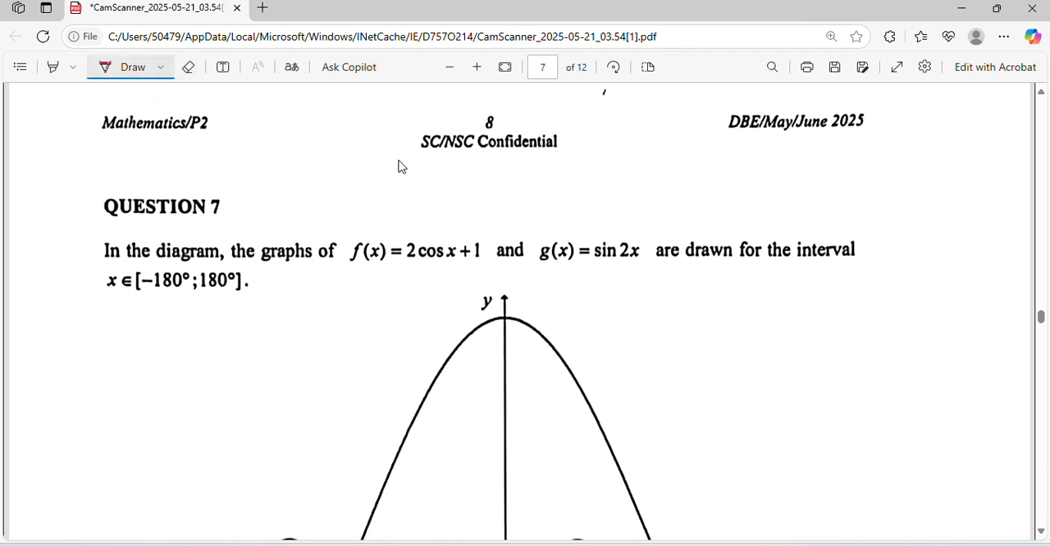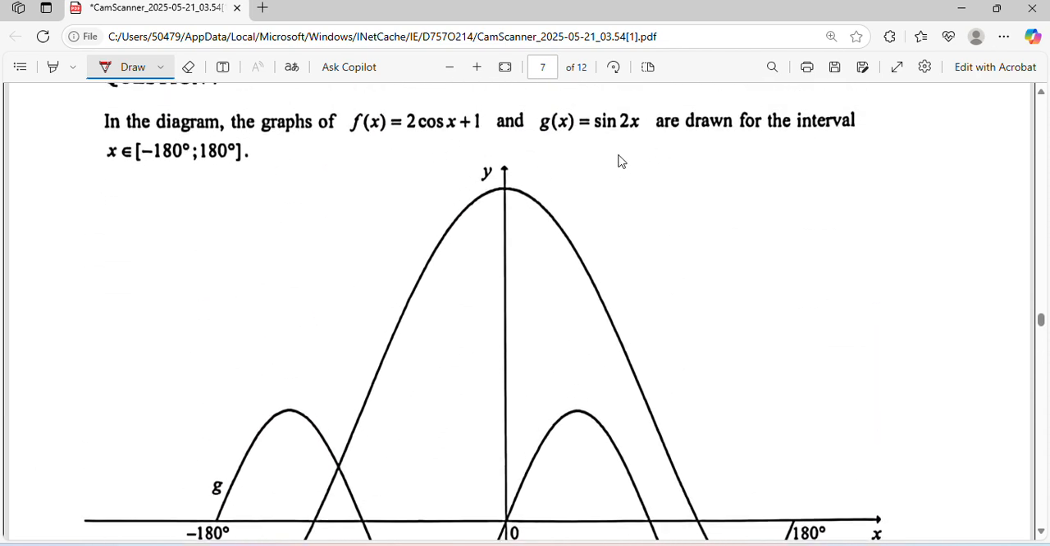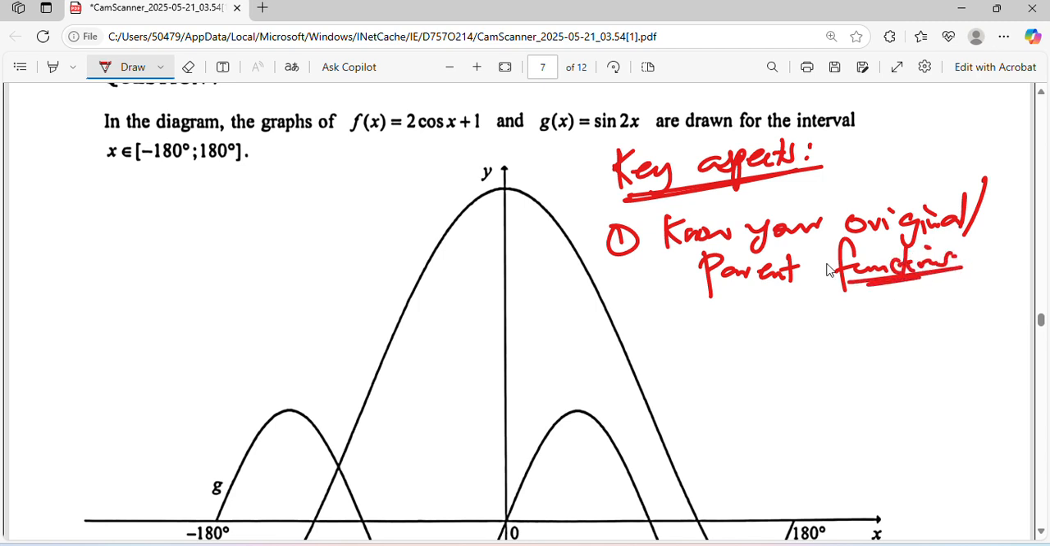Now, when it comes to trigonometric functions, this is the map for trig functions. Let me write the key aspects that you have to take into consideration. First things first, know your original or your parent function. I always refer to them as your parent functions. It's very important to know your parent functions or your original functions. What are those parent functions?